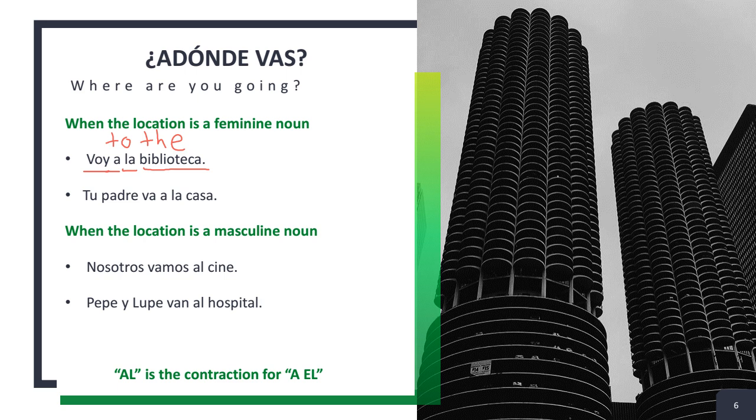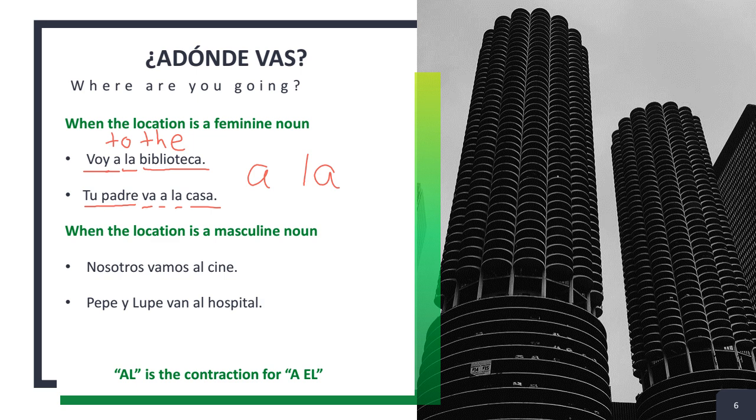And the next example, tu padre va a la casa. Your father goes to the house. Again, it's really important that we have that a and the la, okay? Because that means to the. Those are our little connecting words that make our sentence make sense.